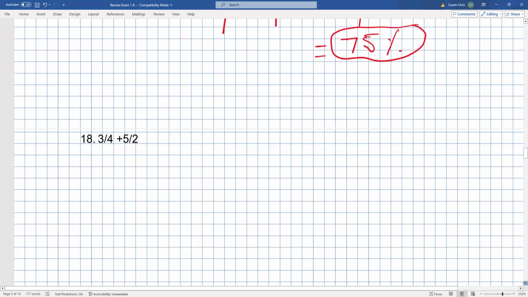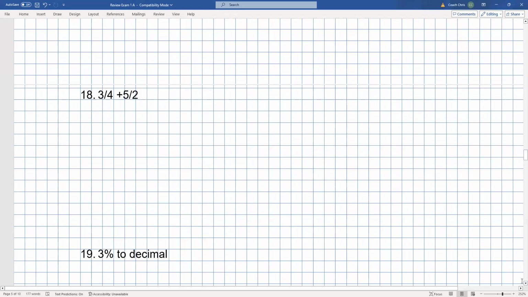All right, so number 18, you have an addition of fractions. There are so many ways to add fractions. We're going to put that right here, and you learn which one is better for you. So the first one, you have 3/4 plus 5.